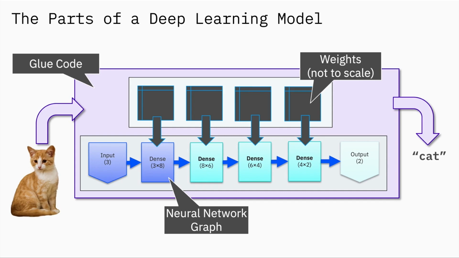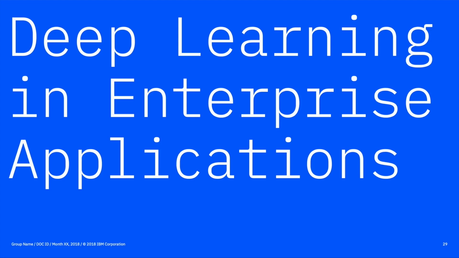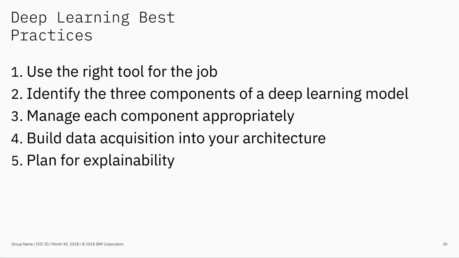So now we have covered deep learning models. Let's talk about how we use this technology in an enterprise application. And I'm going to center that portion of the discussion around some best practices. In fact, 5 best practices. Use the right tool for the job, identify the 3 components of the model, manage each of those components appropriately, build data acquisition into your architecture, and plan for explainability.